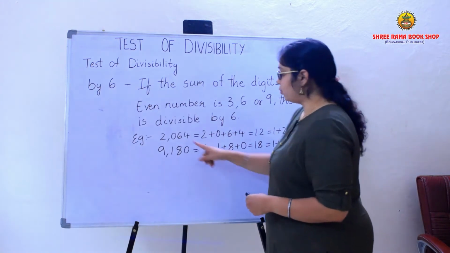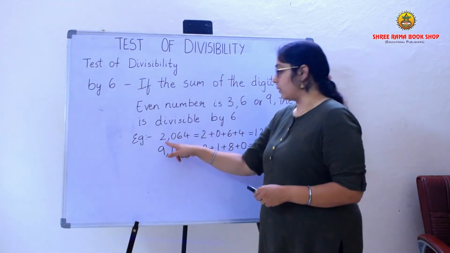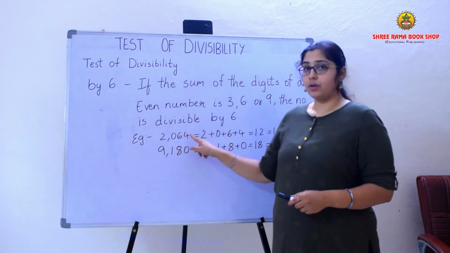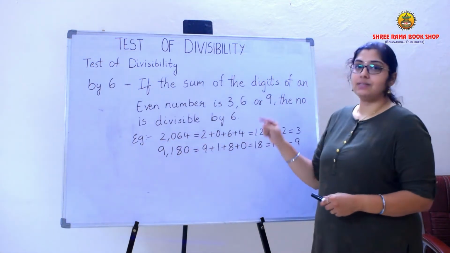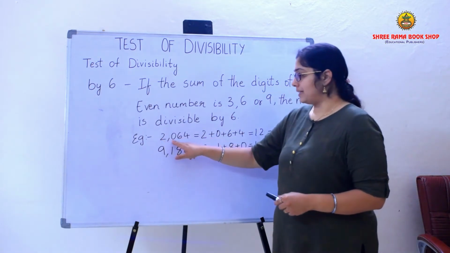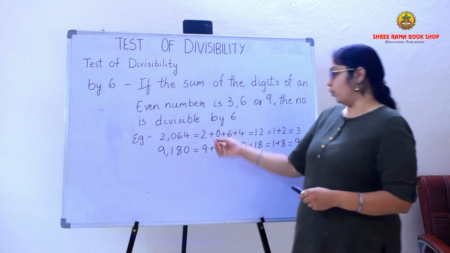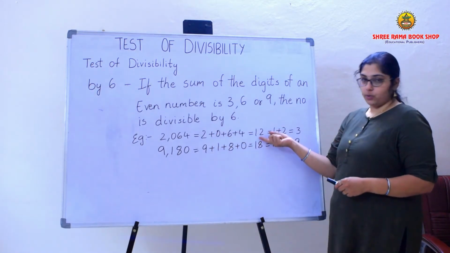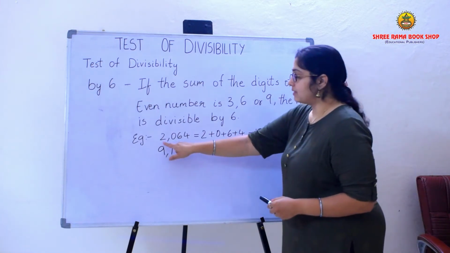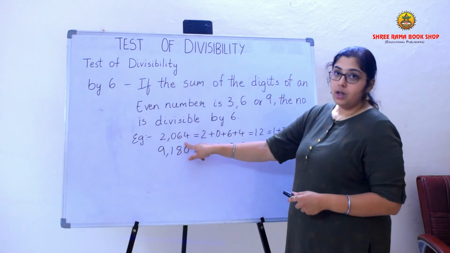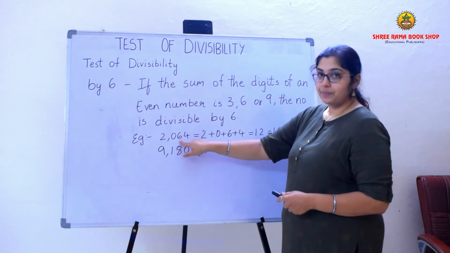Okay children, I have 2 examples on the board. Please have a look. The first example is 2064. In 2064, I am going to add all the digits: 2 plus 0 plus 6 plus 4. When I add all the digits, I get 12. And children, you need to observe that this number is an even number. It is not an odd number, right? It is an even number.